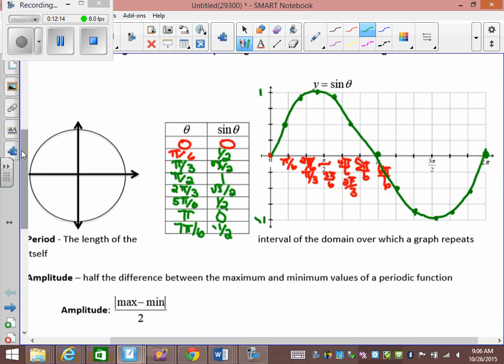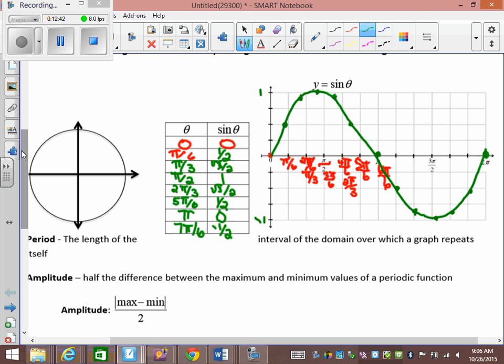If I took that graph and I translated it horizontally this way, or I translated it horizontally this way, is my period going to change? No, it just shifts the graph over. But it's still going to be wherever I start from to wherever I end, 2 pi. So it's shifting it to the left or right. If I move it up or down, is that going to change my distance between this and this? No.